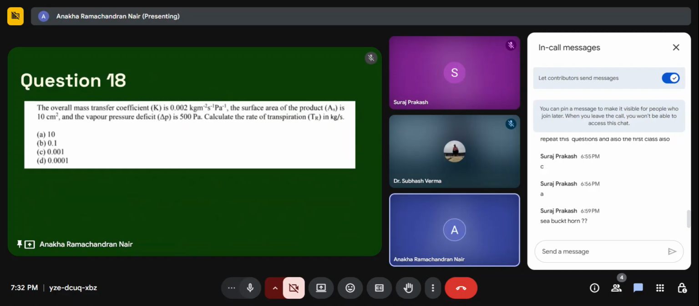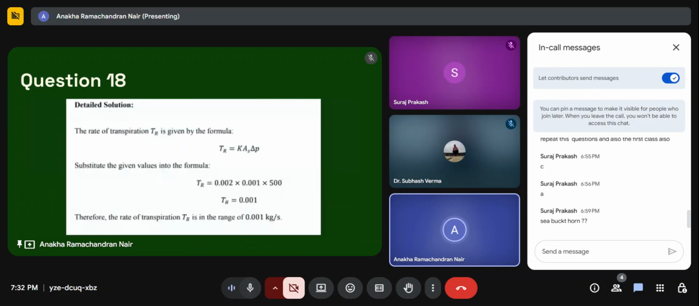the surface area. So if you know the formula for the rate of transpiration, it is the multiplication of all the three. So it is the mass transfer coefficient, which is K, multiplied by the surface area, which is A, into the vapor pressure deficit, right? So if you multiply the values given to you, you will get an answer of 0.001 kilogram per second. And that is the correct answer. Option C is the correct answer.